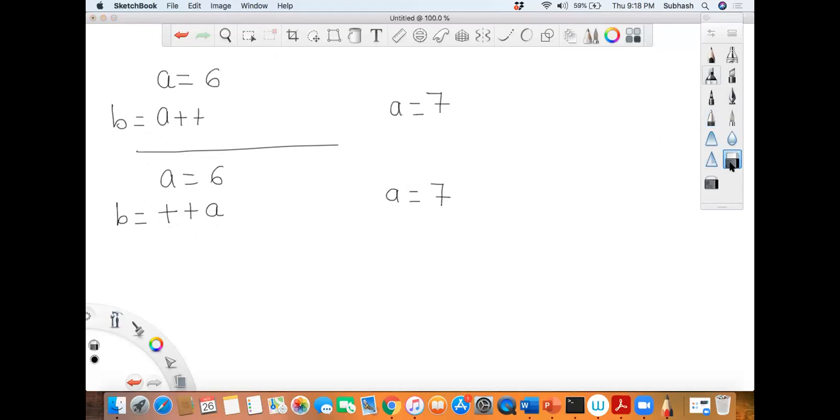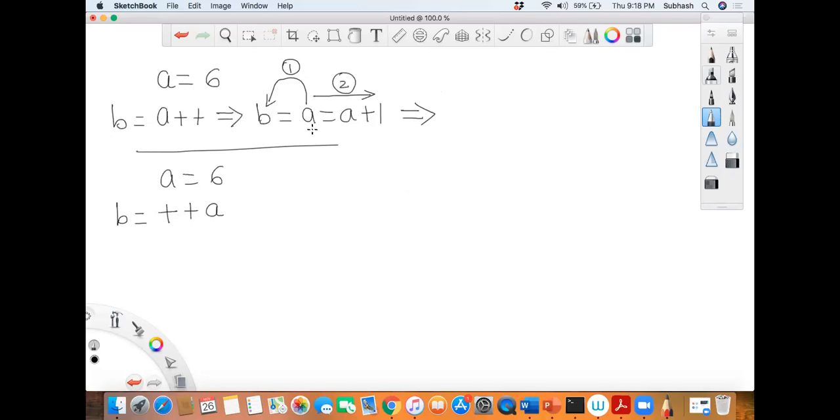Now this is where its value comes into picture. Let me explain once again. In this case, this is considered as b is equal to a, and then a is equal to a plus 1. It means first store the value of a into b before incrementing. First shoot and second increment. Therefore, what is b value here? Tell me, guys, put that in the chat box. It would be 6. And a value will become 7.